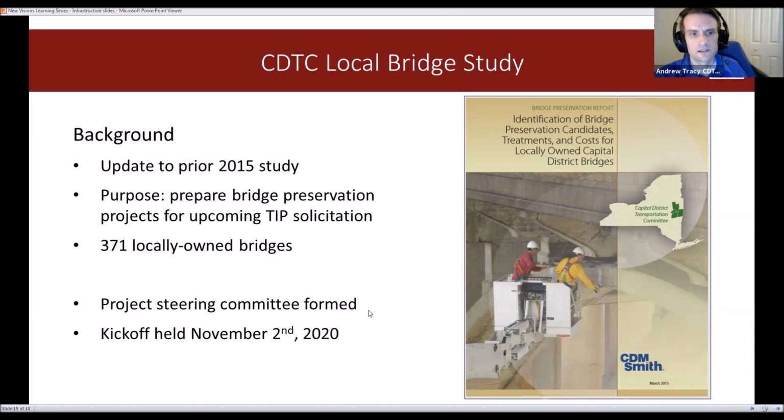So the purpose of this study is to examine all of the 371 locally owned bridges in our 4-county region and to help the bridge owners come up with the appropriate bridge preservation treatments for each bridge to help set up the bridges for future funding, either through our TIP or through Bridge New York or any other funding source. So the project is led by a project steering committee that we convened with local bridge engineers from all 4 counties, several cities, and Region 1 staff as well.